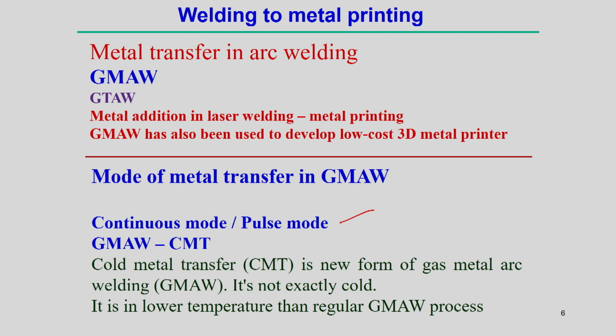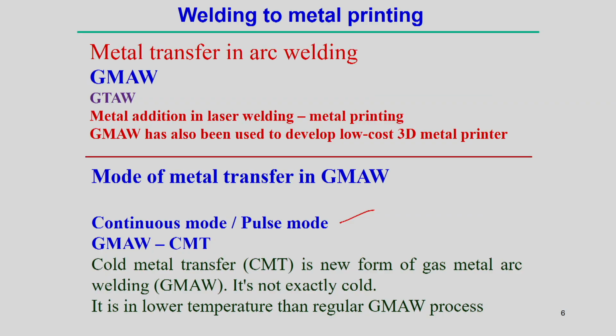But of course, more development has happened in terms of metal transfer, that is CMT, cold metal transfer. CMT is the new form of the gas metal arc welding process. We can say CMT, cold metal transfer, is a modification or advanced level of the gas metal arc welding process. Of course, it is not exactly cold, but the metal transfer normally happens at relatively low heat input, that is why it is called the cold metal transfer process.